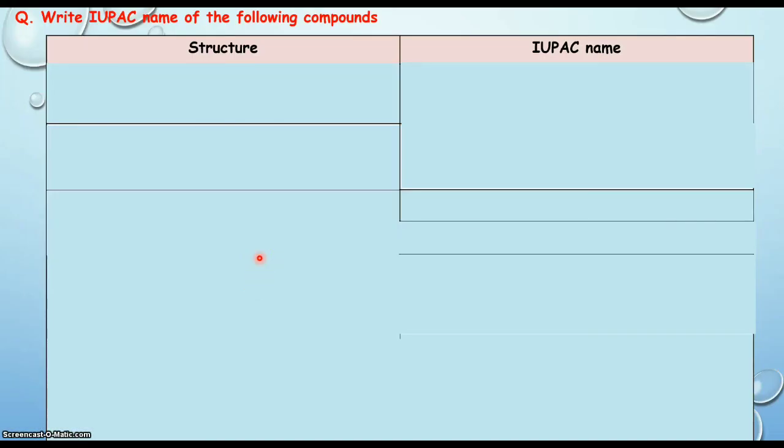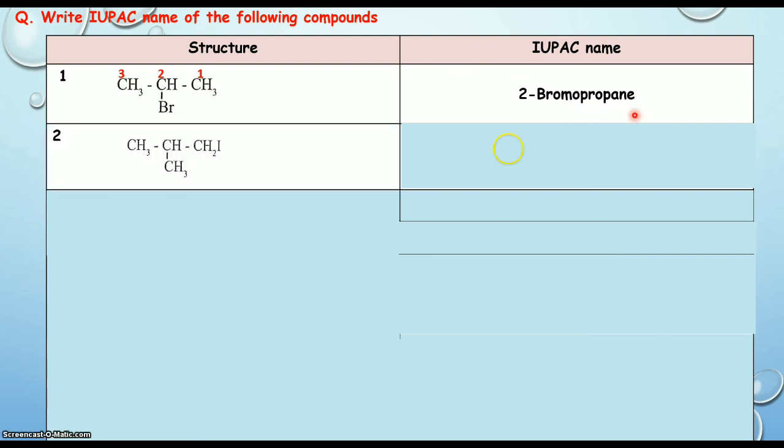Students, let us solve a few questions based on nomenclature quickly. Here is the question. Write the IUPAC name of the following compound. The first structure is this. For this structure, we can give the numbering from the left-hand side or right-hand side, both are same. Here, bromine is bonded to the second carbon atom. Therefore, the IUPAC name of this structure is 2-bromopropane.